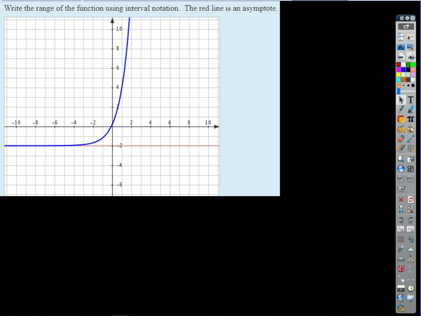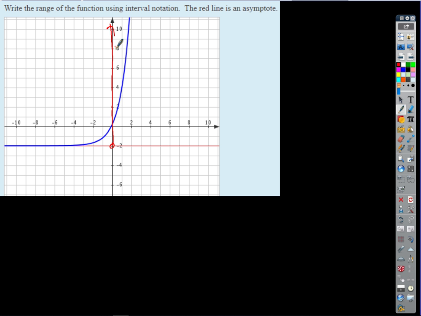Greater than -2. So how many boundaries are there here for y? No, I wouldn't say two. I'd say there's exactly one, right? Exactly one. If I squeeze this function onto the y-axis, isn't it going to look just like this?